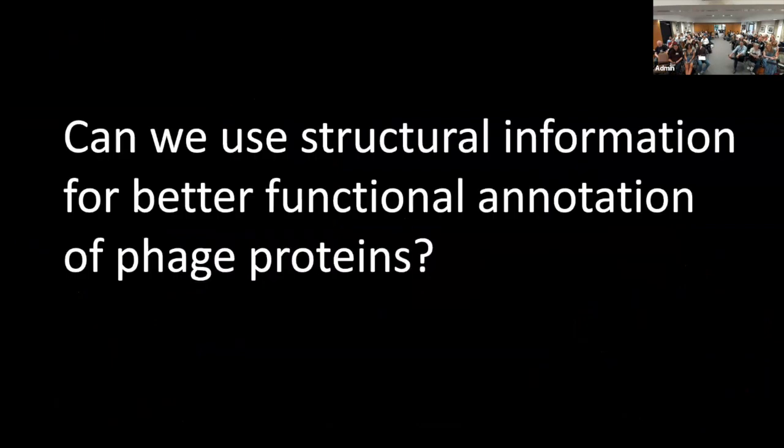Okay, can we actually use this structural information to get a better functional annotation of phage proteins? Let's try it out, again working with Martha's phages. This time it's the CD phages. We have a collection of them, and for several we don't really get a lot of good annotation. So here we pull out a hypothetical protein. We've tried everything. We blasted it. We used machine learning. We still cannot get any idea what it is.